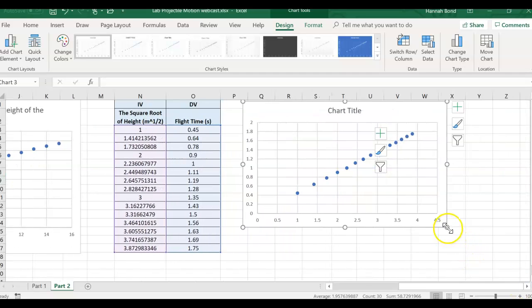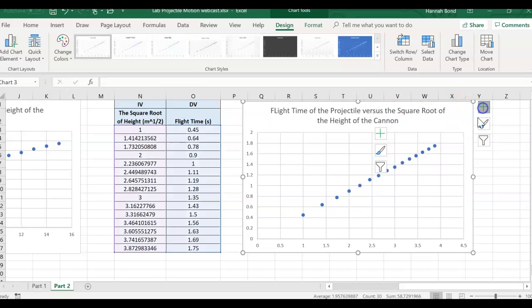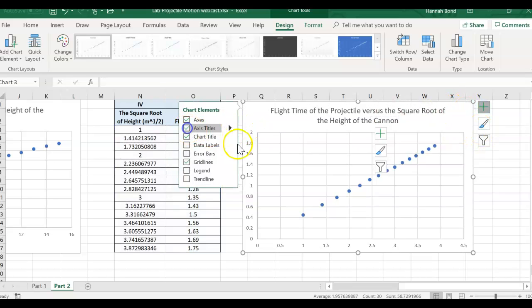So this is what we were hoping for, because if we can make our data look linear, we can write a physics equation for it. So now this is flight time of the projectile versus the square root of the height of the cannon. Okay, let's see, we need some axis titles.